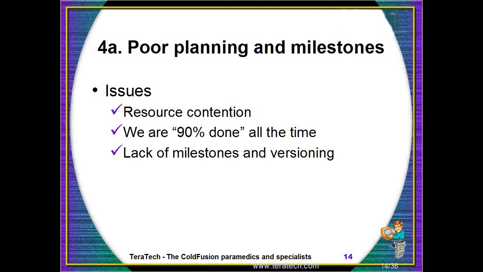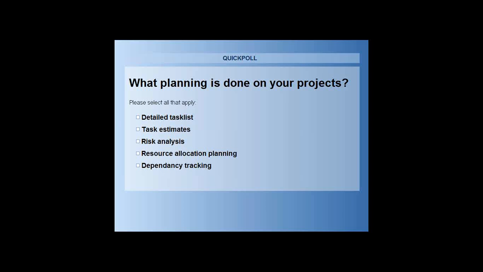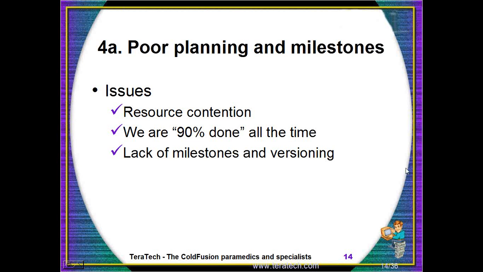The other thing, let me ask a polling question, because just before you go on, I'm curious to see what planning is done on top projects. So I'm going to go ahead and do a poll. Okay, so what planning is done on your project? You can answer this: detailed task list, task estimate, risk analysis, resource allocation planning, dependency tracking.